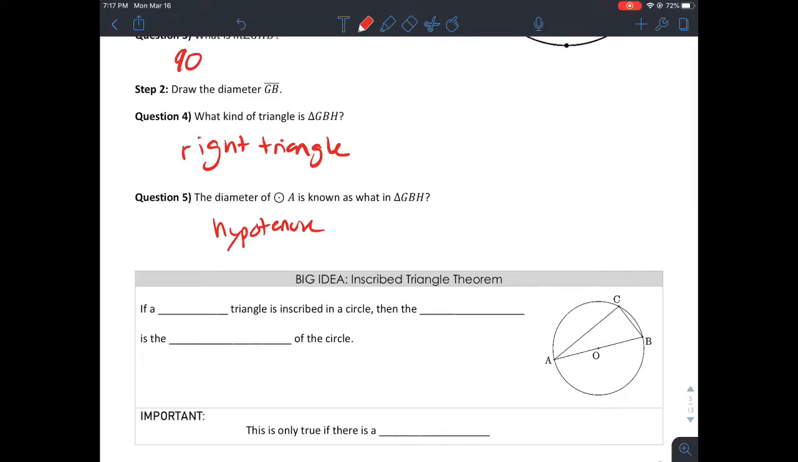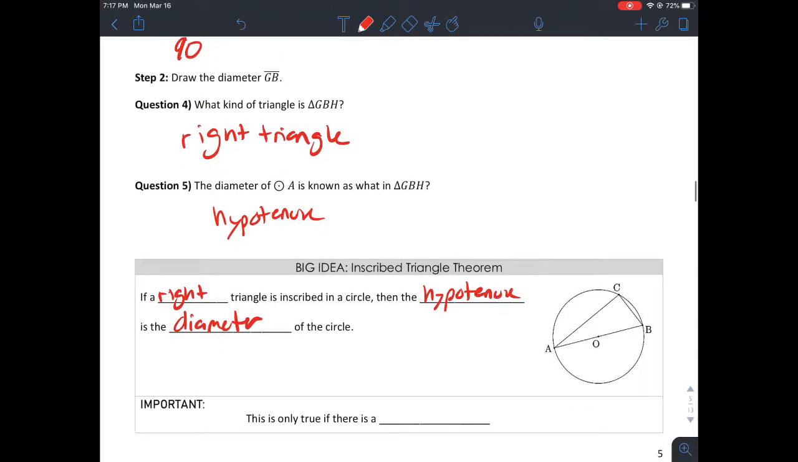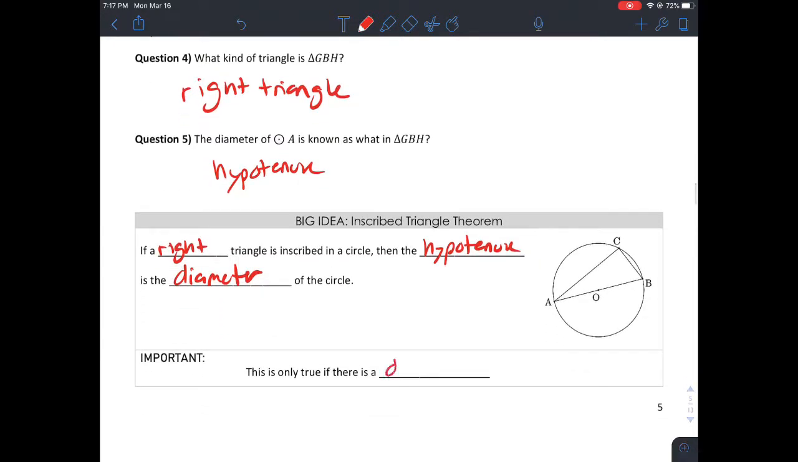So, big idea, inscribed triangle theorem. If a right triangle is inscribed in a circle, then the hypotenuse is the diameter of the circle. Okay? And this is only true if there is a diameter. You have to have this be the diameter in order for this to be a right angle.